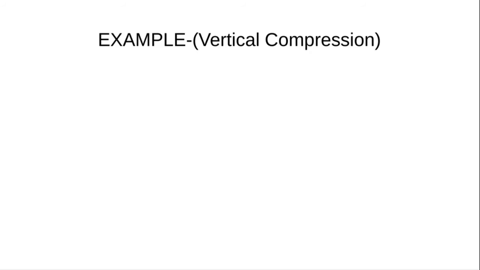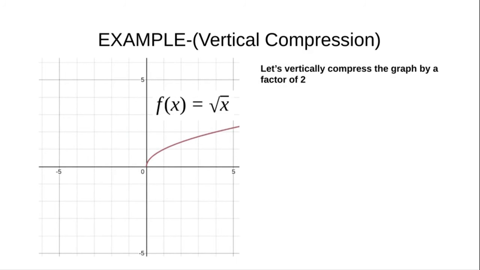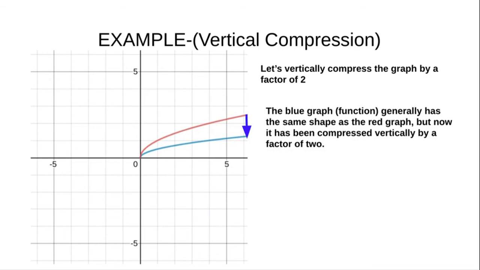Now, when I do a vertical compression, of course, I have my parent function that looks like this. But if I want to vertically compress it by a factor of 2, it looks like this. So notice now the blue, same general shape, but it looks a little smaller. It's compressed. It's closer to the x-axis. And so it's moving down. So the blue graph has the same general shape as the red graph, but now it's been compressed vertically by a factor of 2.